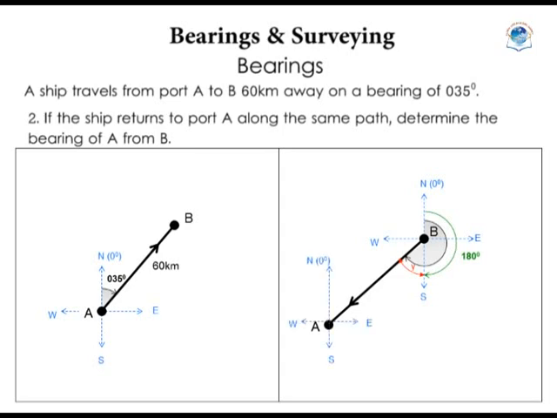But if you place a compass at A, you will reckon that these two angles are alternate and thus they are equal. And so Y is equal to 35 degrees as well. And so the total angle is 180 plus 35, which gives us 215 degrees.